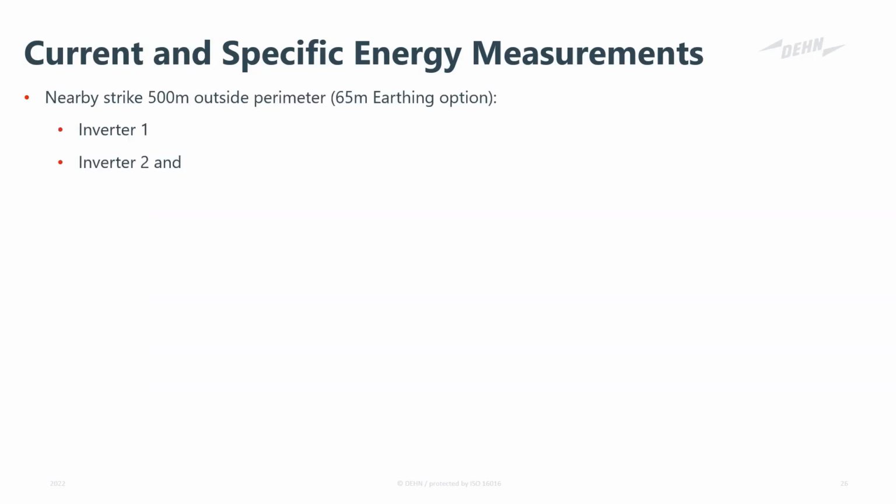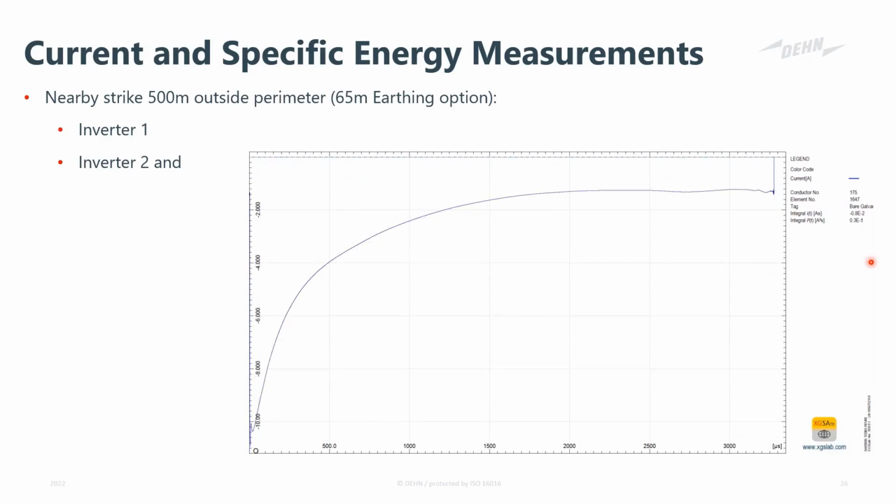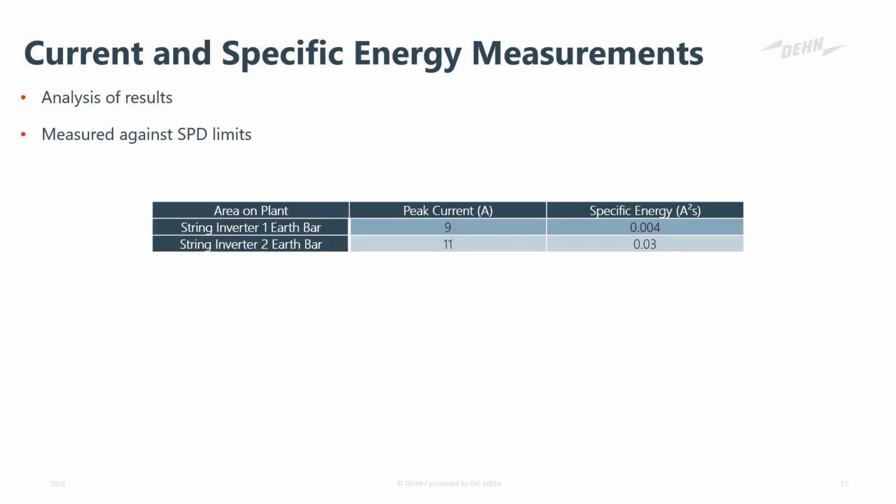Then lastly, we do the calculation again for a strike 500 meters outside of the plant. You can see at inverter 1, the energy is extremely low, and at inverter 2, the energy is also very low. If you look at a summary of the results, you can see the specific energy is very low, so there's no concern for lightning strikes 500 meters away, as this will not overstress the SPDs. It's far below the specific energy and the peak current value limits of the SPD.